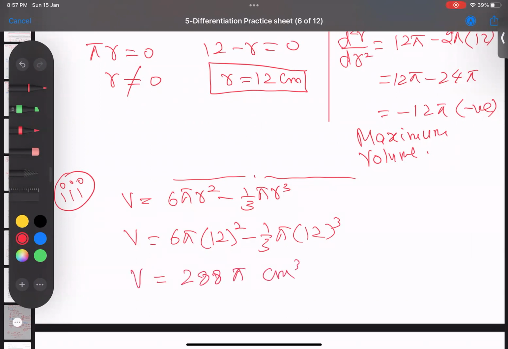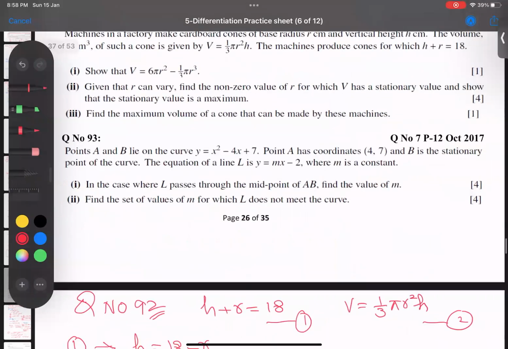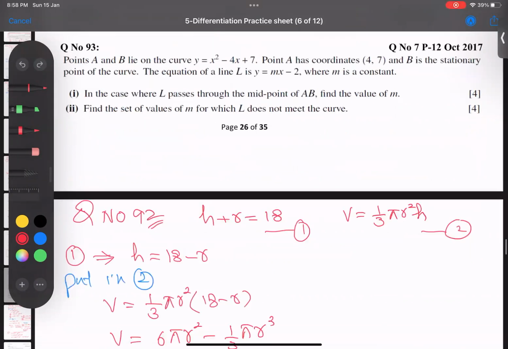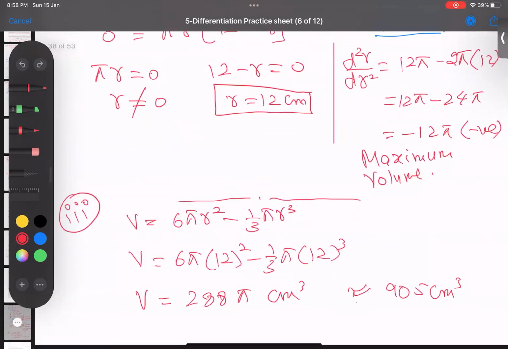In terms of pi, or you can give it in a number, because he did not mention that it should be in terms of pi, you can say approximately 905 centimeter cube volume of this part. So the question was to find the maximum volume of the cone that we can make from this machine. So I hope the point is very, very clear.